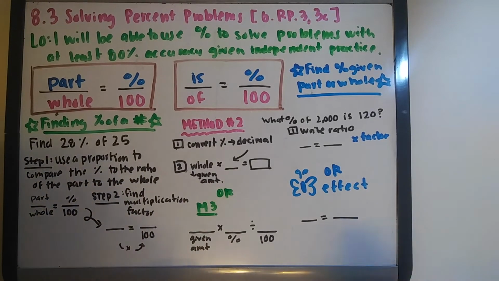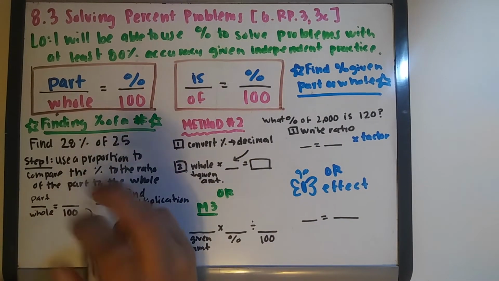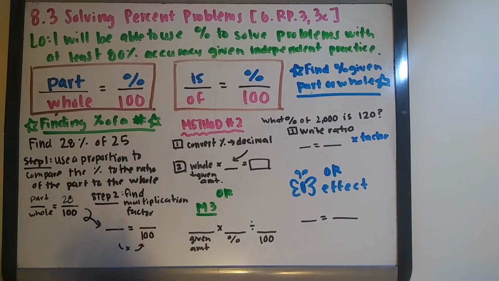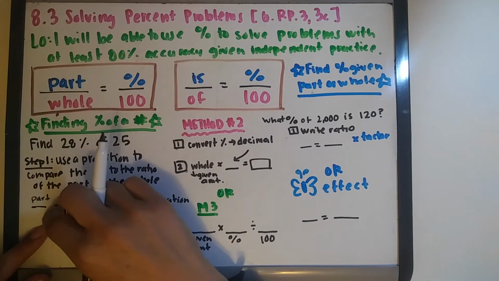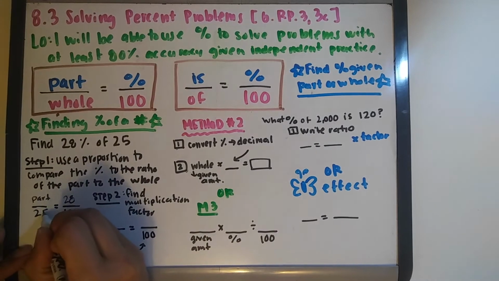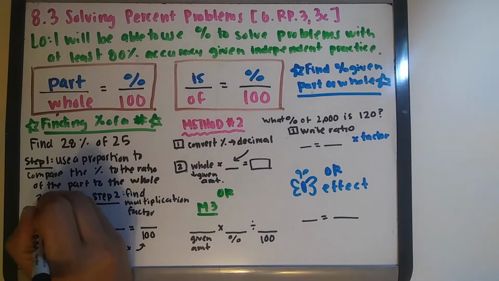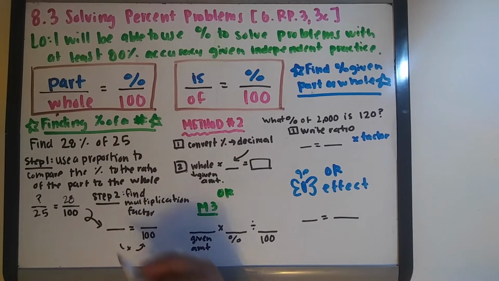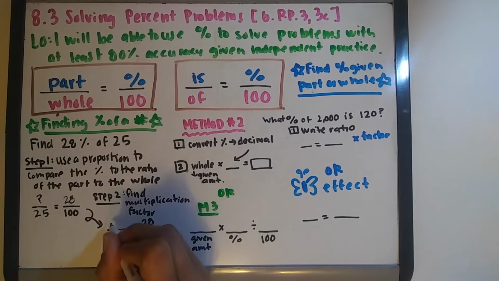Whatever I know, I'm going to erase, and substitute them with the information that I have. So do I have my percent? Yes, that's 28. So I'm going to erase that, and I'm going to write 28. Now, do I know the whole? Yes, that's 25. Or "of," you can use that too. So that's 25. And what I don't know is the part. So that's my question mark right here, right? That's what I'm trying to find. So then I have 25 like that.